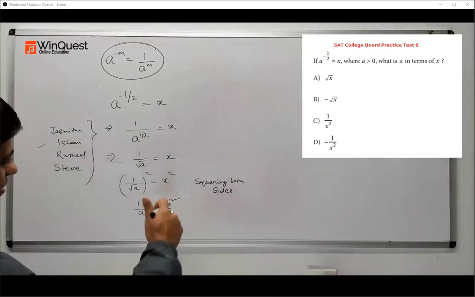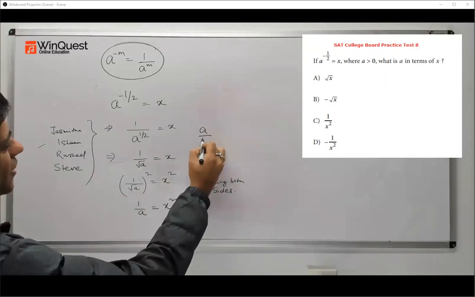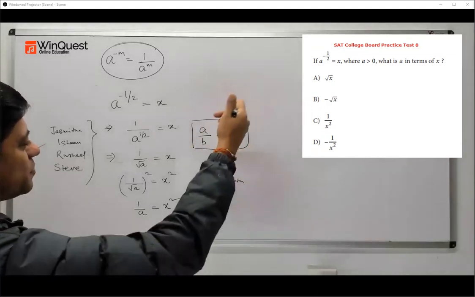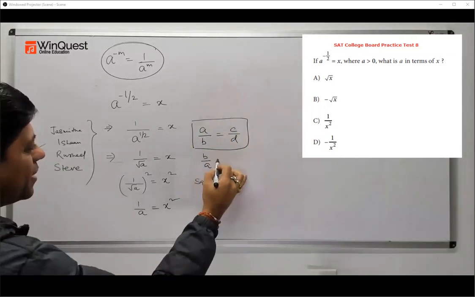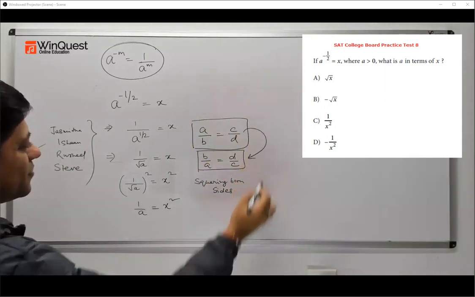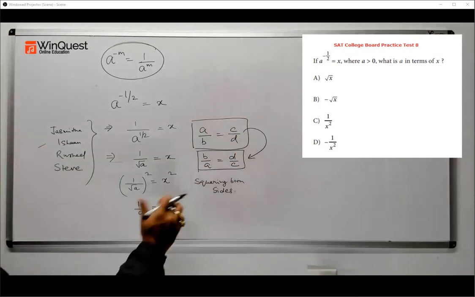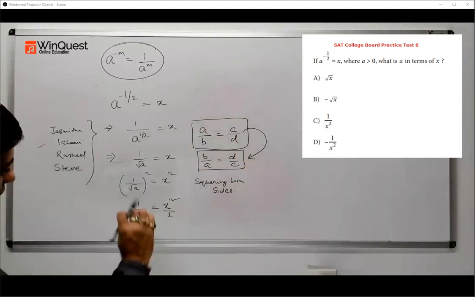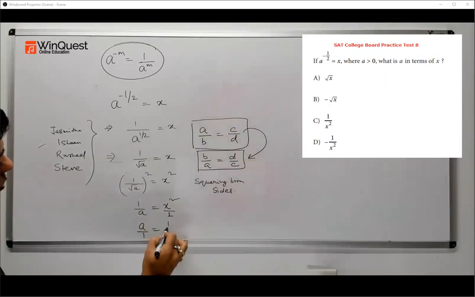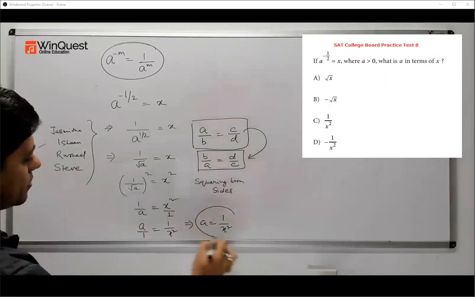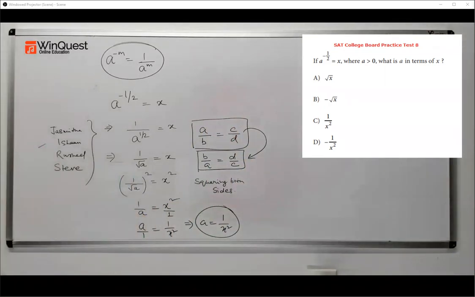Reverse both sides. Now, guys, here is another thing. If you have a by b equals c by d, then you can always flip the ratios. You can make it b by a equals d by c. This is a flip that we have done. This is also applicable. I'm going to flip this. By default, if you have nothing here, it is 1 here. So that means I flipped a by 1 equals 1 by x square, which also means a equals 1 by x square. Are we clear?